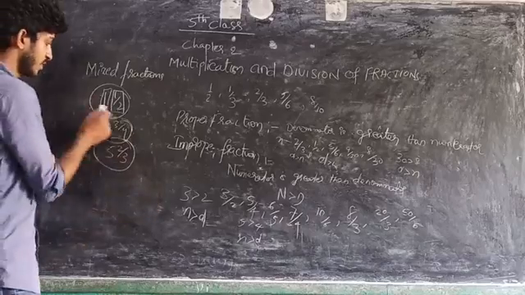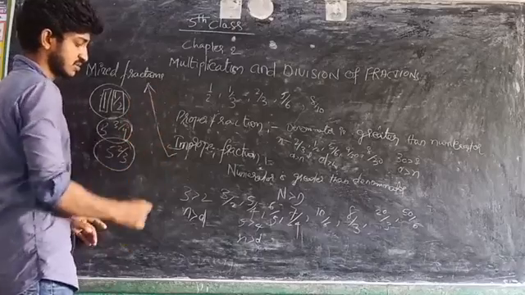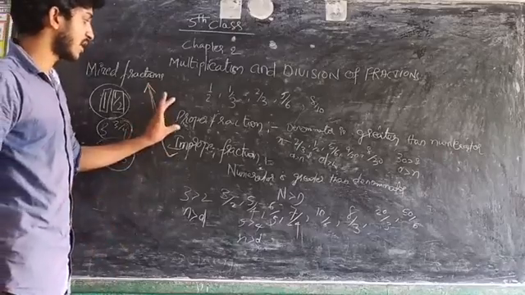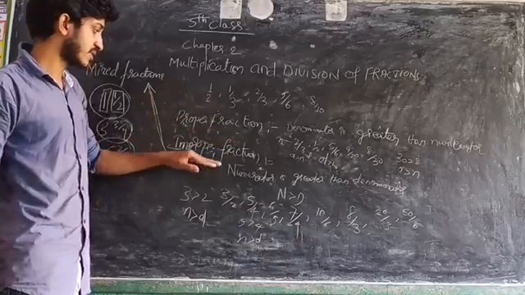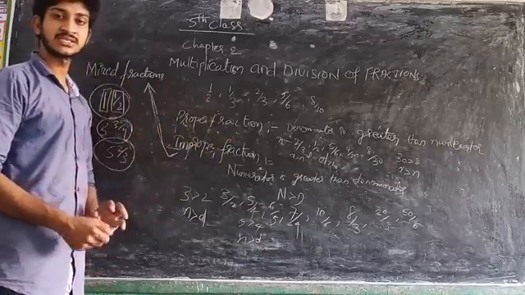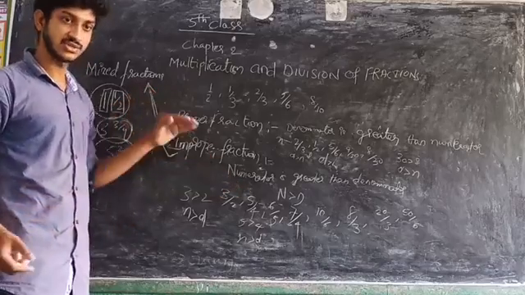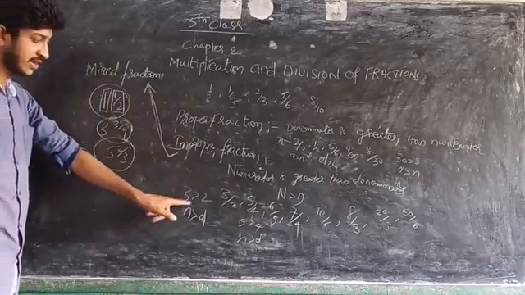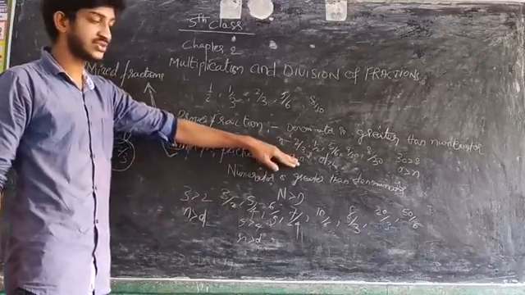Here we can convert improper fractions into mixed fractions. Only improper fractions into mixed fractions. We can't convert proper fractions into mixed fractions. We only convert improper fractions into mixed fractions. So we can convert any of these numbers into mixed fractions, but we cannot convert these into mixed fractions.